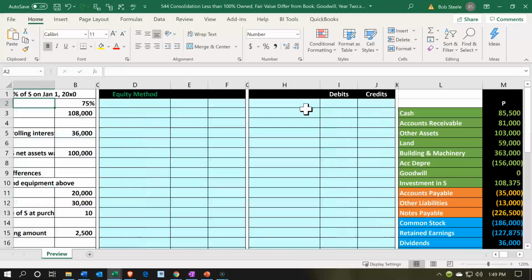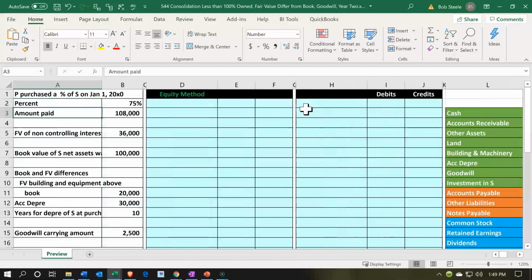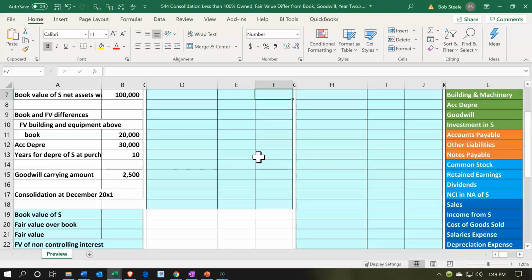Let's take a look at the information once again all the way to the left. We're saying that P purchased a percentage of S, P parent, S subsidiary, on January 1st, the beginning of the year, January 20X0. We're going to be doing the consolidation 2 years later. So in other words, it took place in January X0. We have all of X0, and we're looking at X1, the second year. So 2 years of data since the point in time that this consolidation took place.